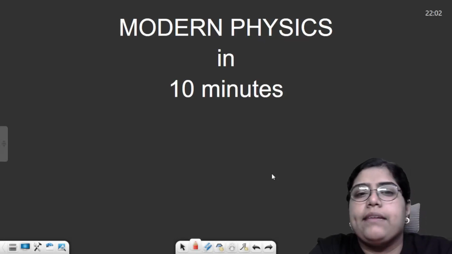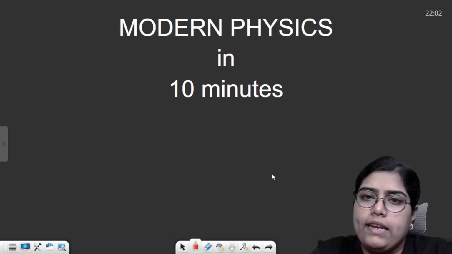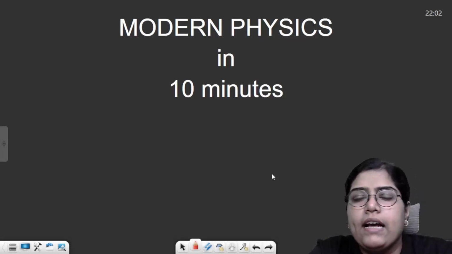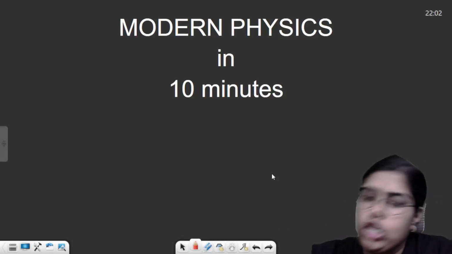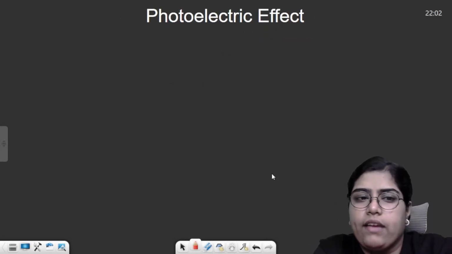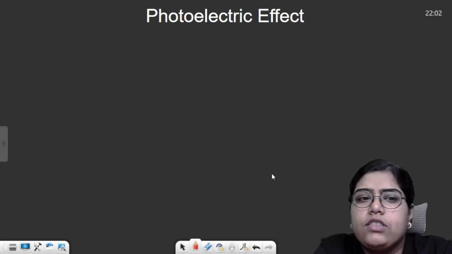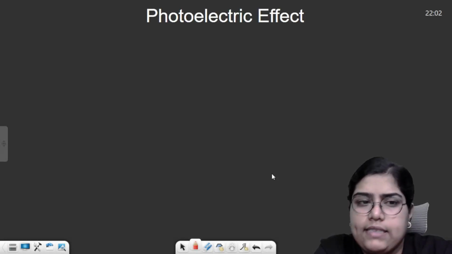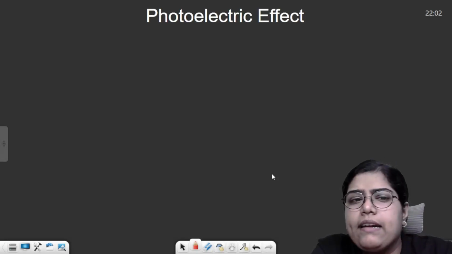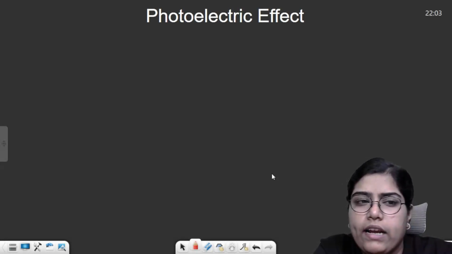So there are particularly 4 areas within modern physics in which you need to focus. Within the next 10 to 15 minutes, we are going to revise those 4 areas completely and in a quick manner, right? So the very first area within modern physics is photoelectric effect. The problem is that most of the students just overcomplicate this chapter, while the NEET exam usually just tests the basic knowledge of your photoelectric effect.